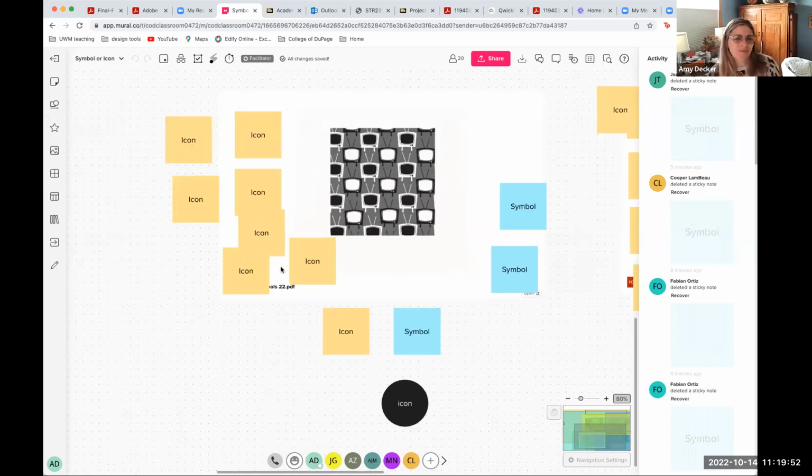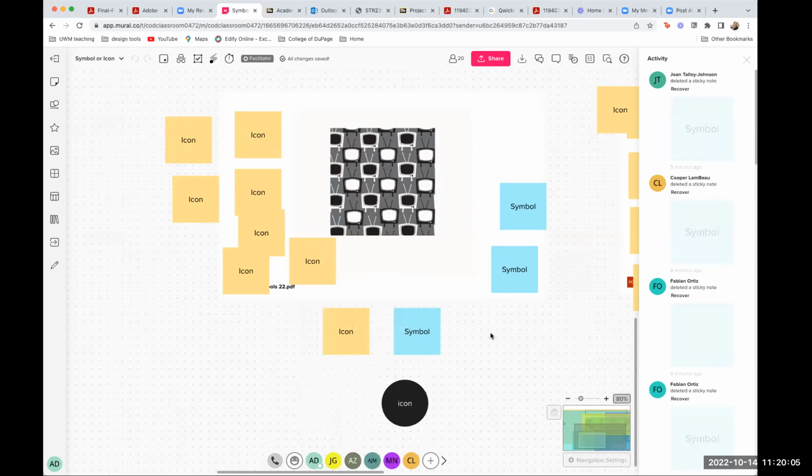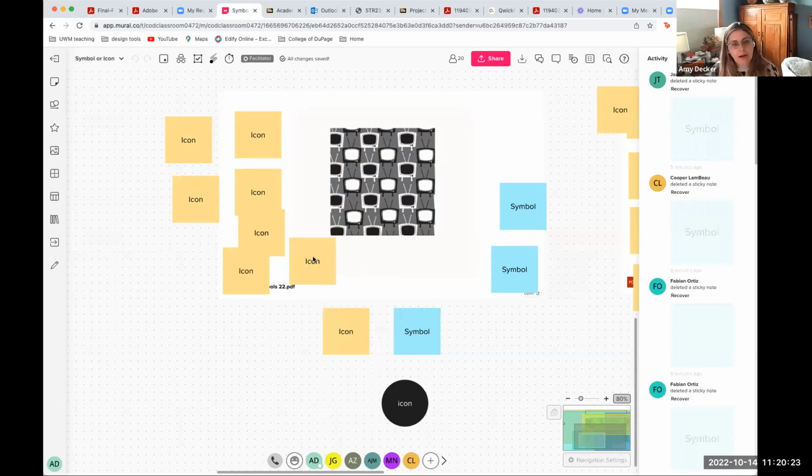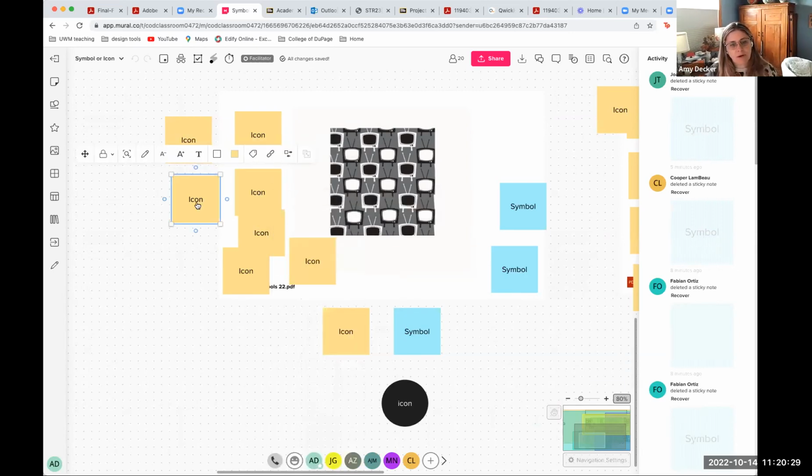What did you vote? I voted icon, I think. I don't actually remember this one. I'm sorry. No, I see that you did icon. So go ahead and tell me why icon. I chose icon just because it seemed to have a bit more detail than a symbol, and it's much clearer what it is than if it were a symbol. Okay. Let's hear another position. What else? Who else voted icon?